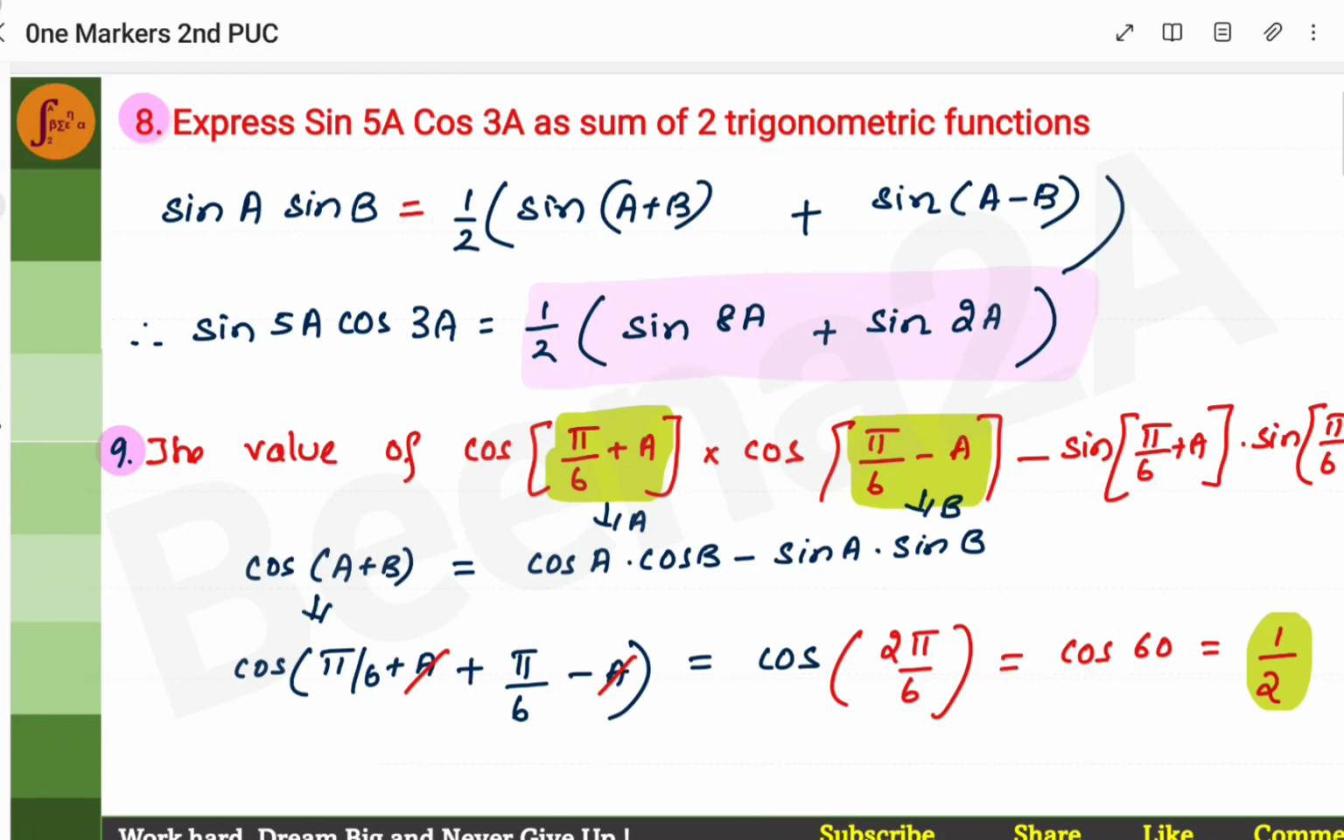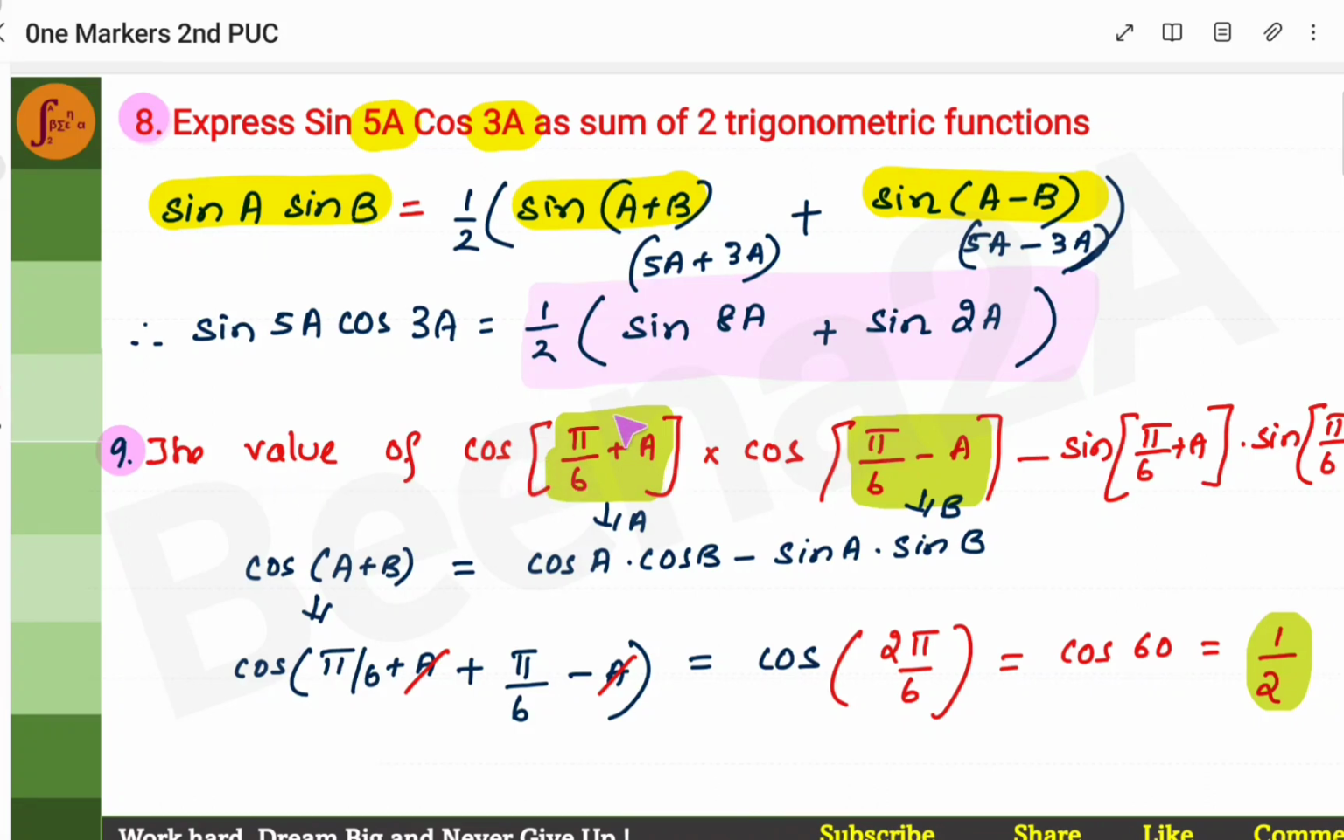Now, you will have to remember the formula. Sin A into sin B is half of sin A plus B and sin A minus B. So instead of A, I have 5A. Instead of B, I have 3A. So, instead of A plus B, I'll put 5A plus 3A. And what is A here? 5A. Instead of B, I'll put 3A. So it will be 8A and 2A. That's all.